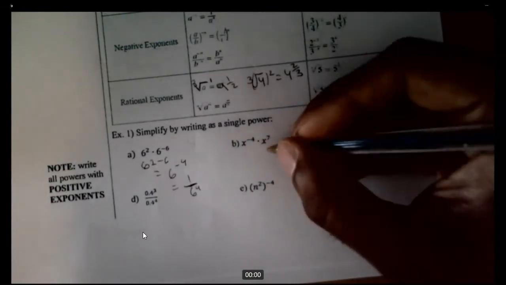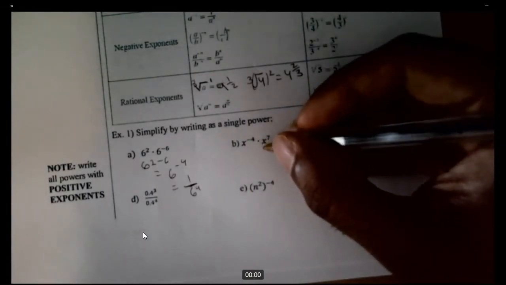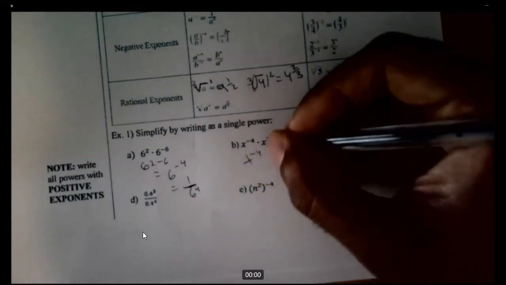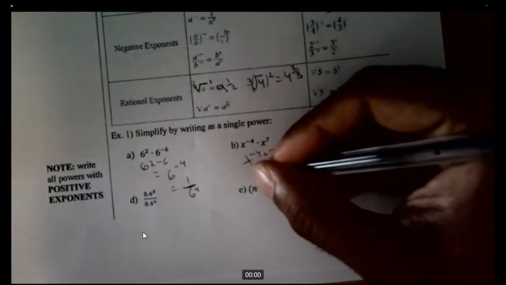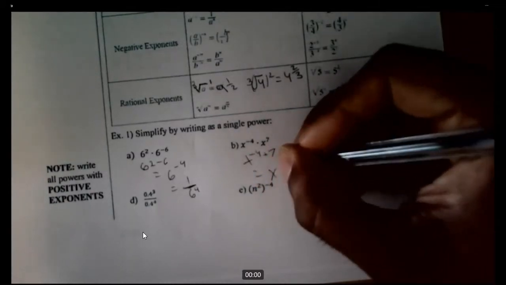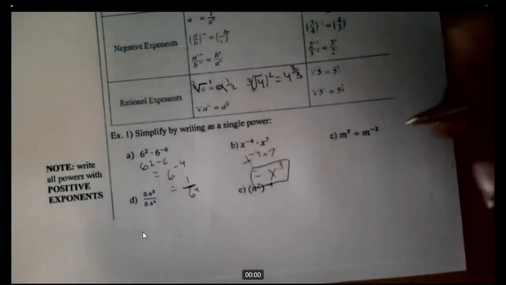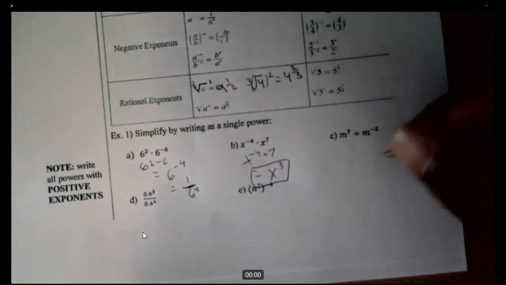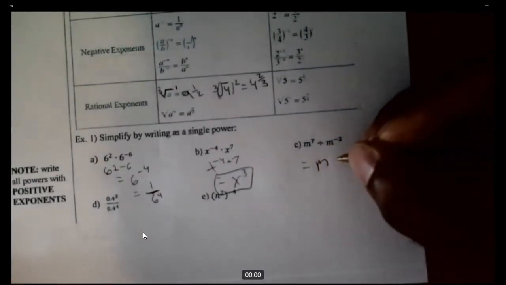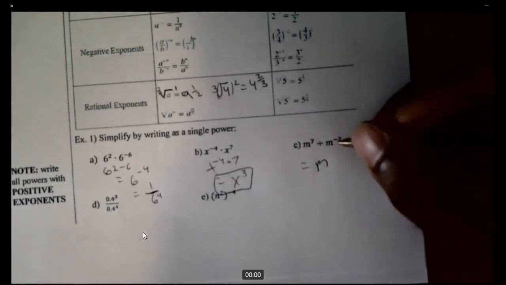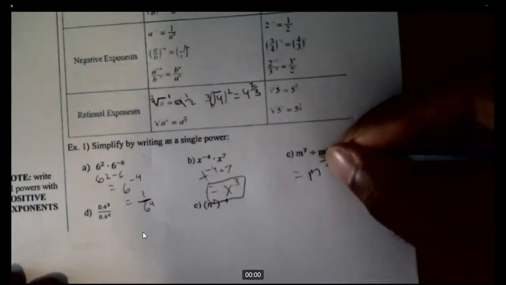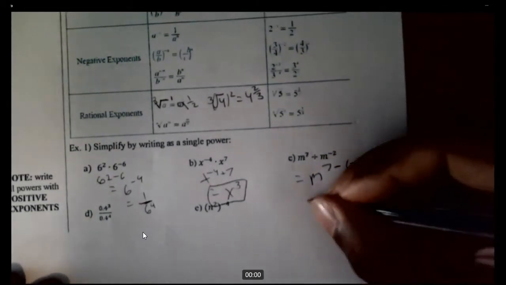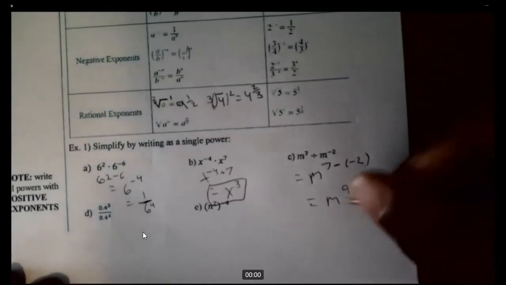Okay, next one here, again multiplying, so we're going to add the exponents, x to the negative 4, and we got plus 7, so we got negative 4 plus 7, x to the third. So this one's going pretty quick. So remember, when you're dividing, you're subtracting the exponent. So here we got m to the 7, I think. Yeah, 7. And it's minus, because you're dividing, minus negative 2. Negative and negative is positive, so we get m to the power of 9. Okay.